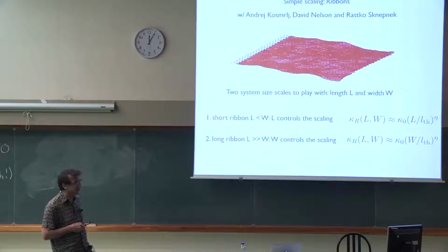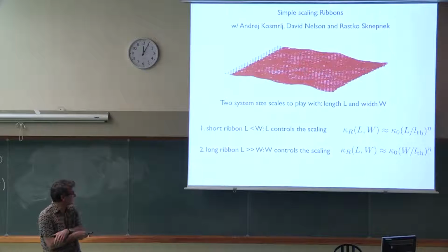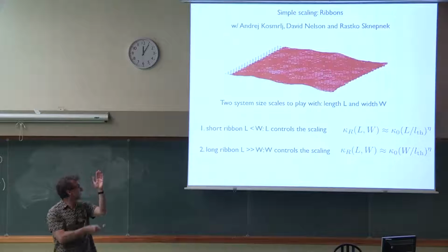You can look at long ribbons, and of course the cutoff for the bending rigidity is going to be the shortest length scale of the system. So in the case of a ribbon, the running of the bending rigidity will be cut off by the width of the system. So it goes as the bare bending rigidity times the dimensionless width, width divided by L thermal, to this power eta. If it's a short ribbon, what we call a flap, so that the width is larger than the length, then the length will cut off the running of the bending rigidity.